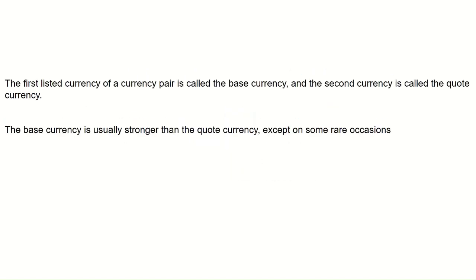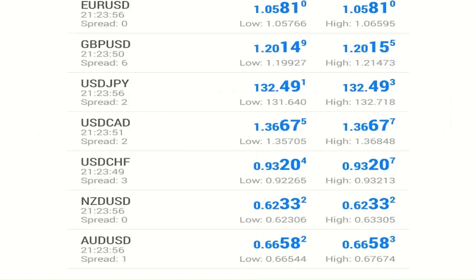Let's continue. To refresh your memory, the first listed currency of a currency pair is called the base currency, while the second one is called the quote currency. And usually, the base currency is stronger than the quote currency, except on some occasions. These are some of the examples. EUR USD: EUR is the base currency, while USD is the quote currency, and you can see that EUR is stronger than USD.